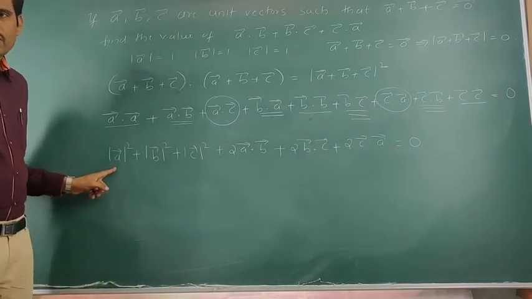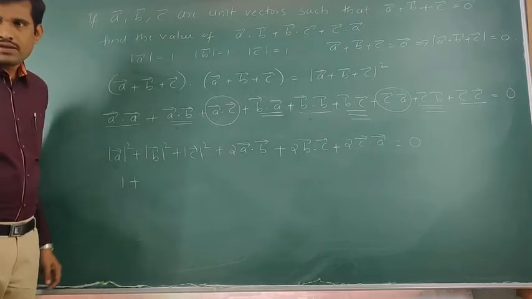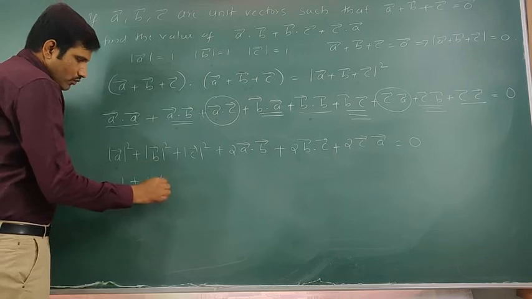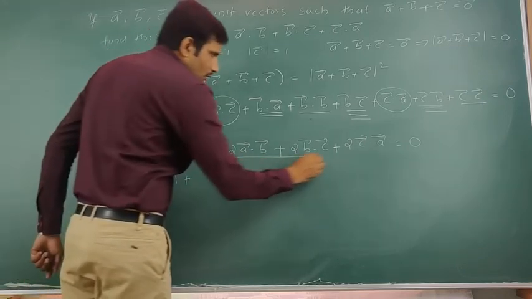So magnitude of A square. What is magnitude of A? Magnitude of A is 1. 1 square is 1. Magnitude of B is also 1, 1 square is 1. Magnitude of C is also 1, 1 square is 1. So now here take 2 common.